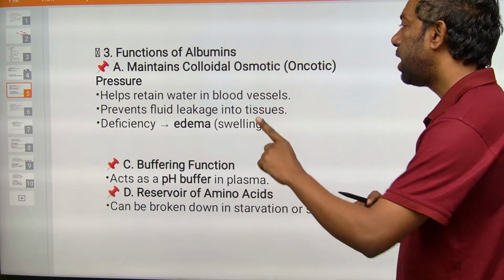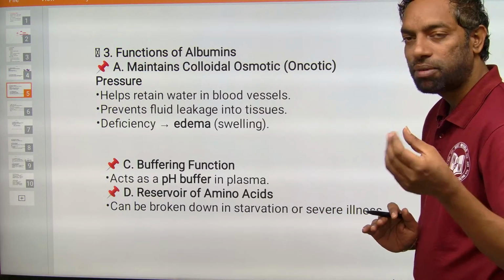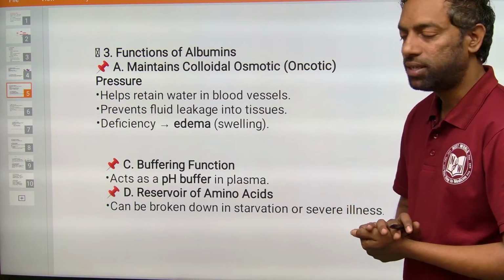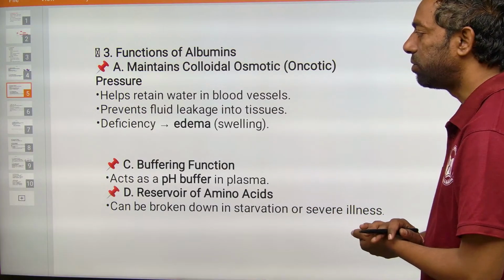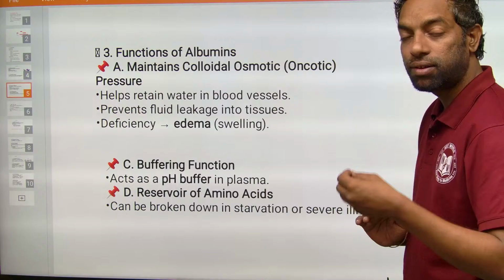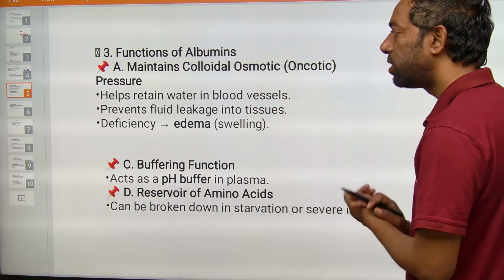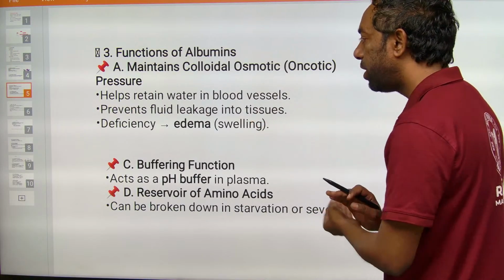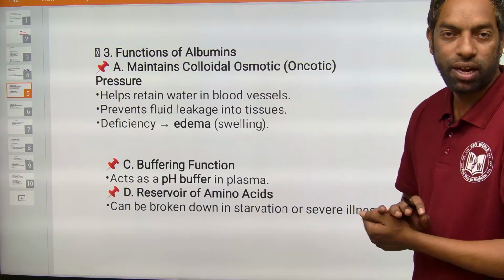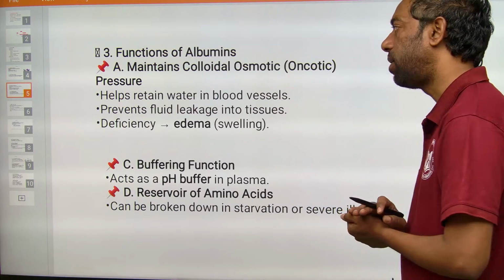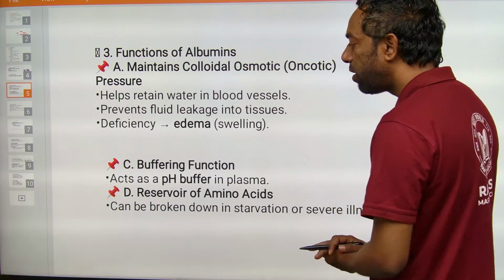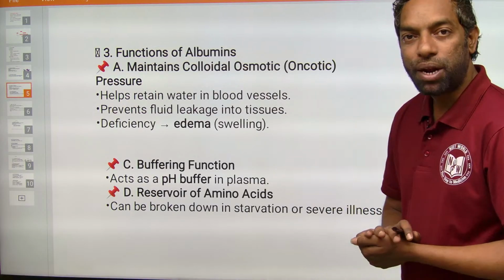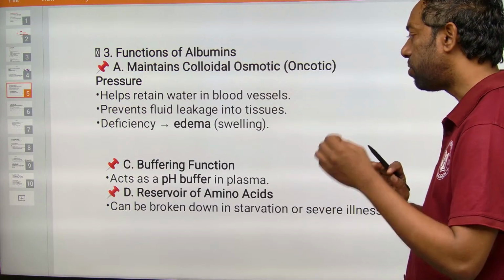It helps to retain water from the tissue in the blood vessels. This is the most important. It prevents leakage of any fluid into the tissue from the blood vessel. If there is a deficiency, edema, swelling, occurs. This is the most important NEET point, guys. Albumin also has a buffering function, maintaining the blood pH level at 7.4.